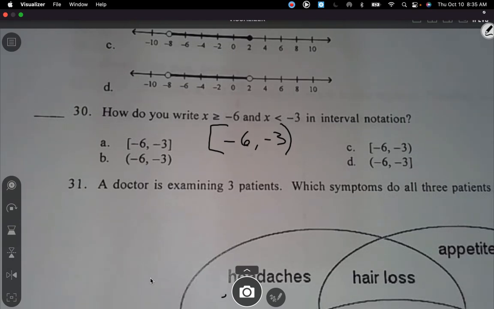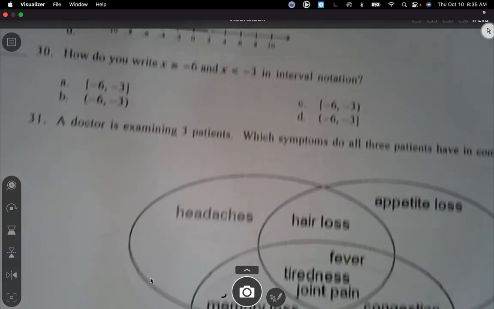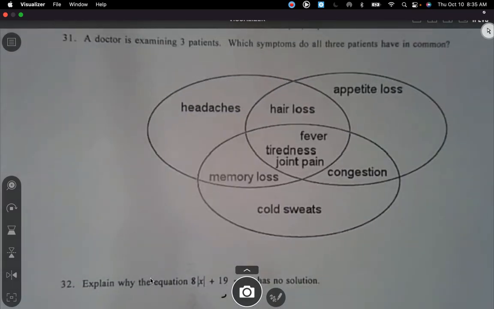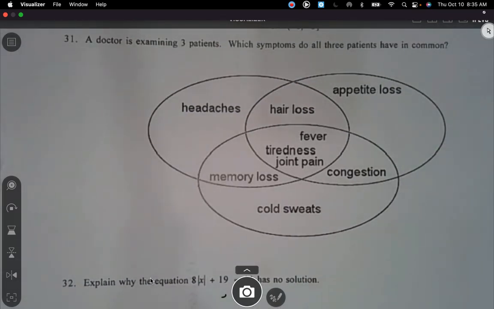Read the other one. Read that one together. And yeah, y'all, we did this one yesterday, although Riley wasn't here. It's just fever, tiredness, and joint pain. But y'all, somebody misses this one every year. Please don't get confused on it. Okay? Where do all of these overlap? Where do you see all three circles? Right there. Those are the three things. Okay?